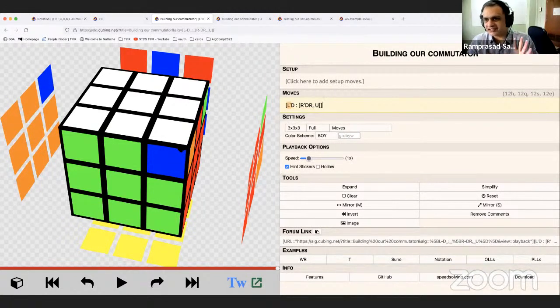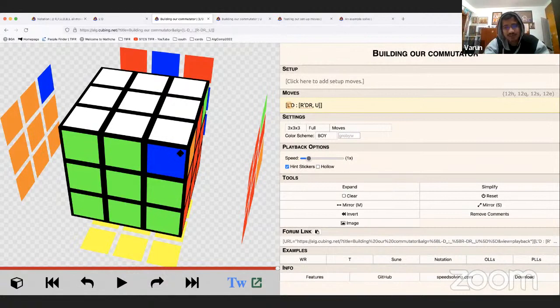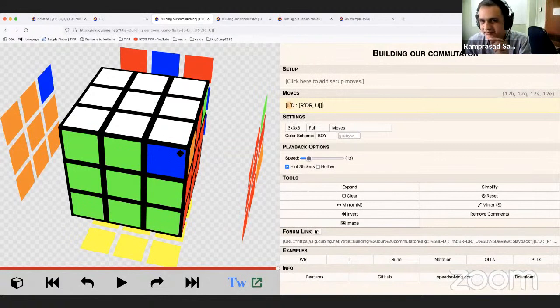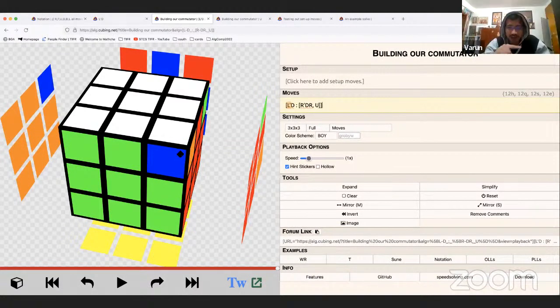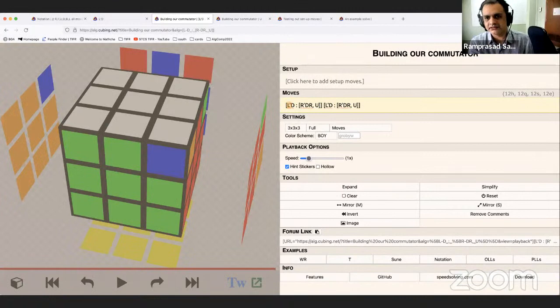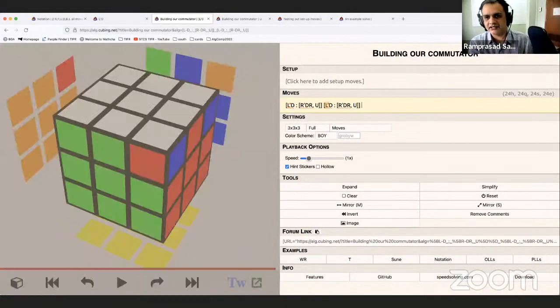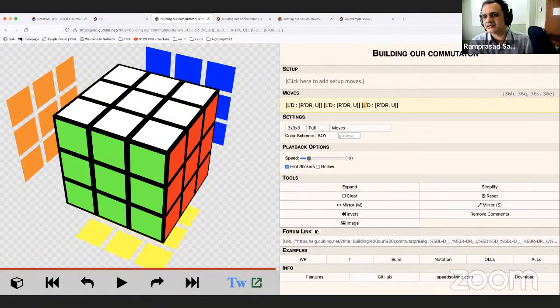Okay. So far is everything okay? Sorry, Varun, go ahead. Add 2 after this, what happens? So this is of order 3, so if you repeat this thrice, then basically we should just get the normal cube. Yeah, so that's the second one, and this is the third one, and then you get the cube.